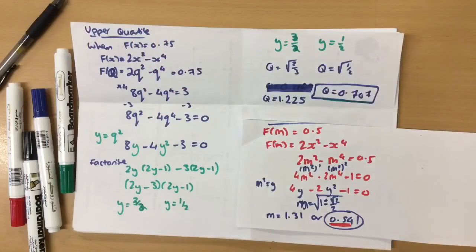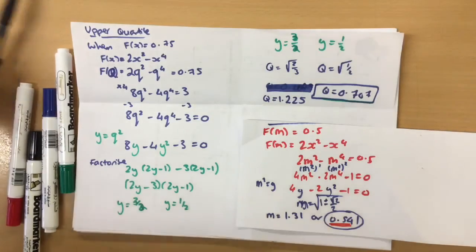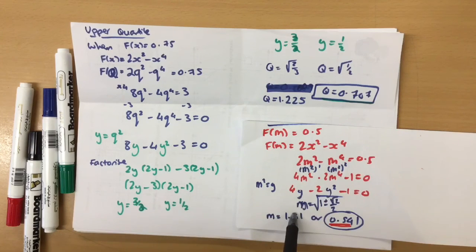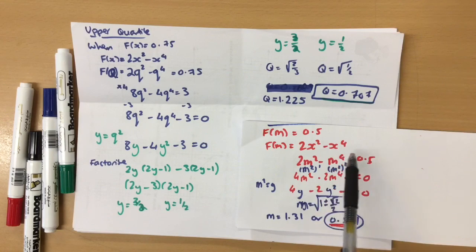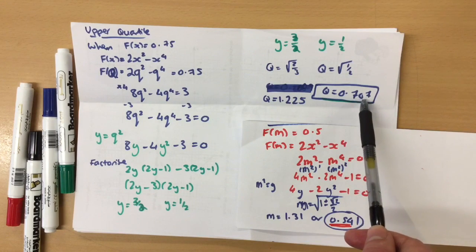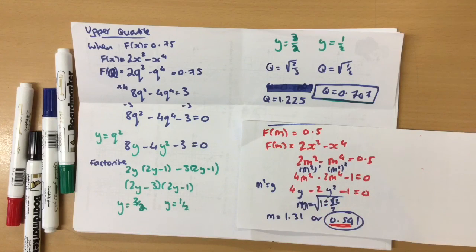Because we are short on time, I've squeezed both solutions into the same view, so you can pause it if you need to have a closer look. Upper quartile, I factorized. Median, I used the quadratic formula. The median had a value of 0.541. It was the only one in the range. And the upper quartile has a value of 0.707. Again, it was the only one in the range of 0 to 1.